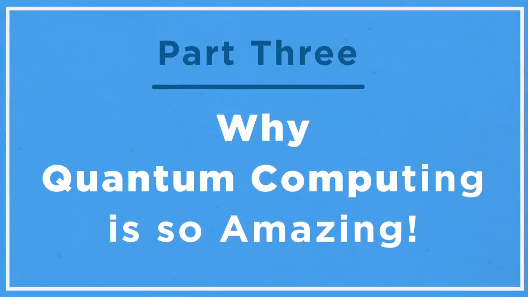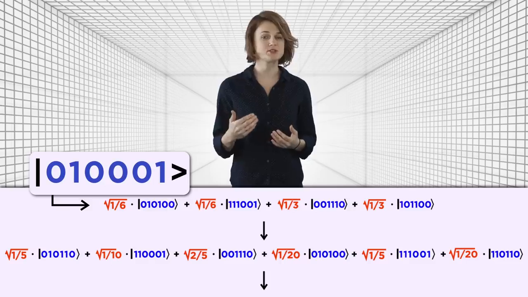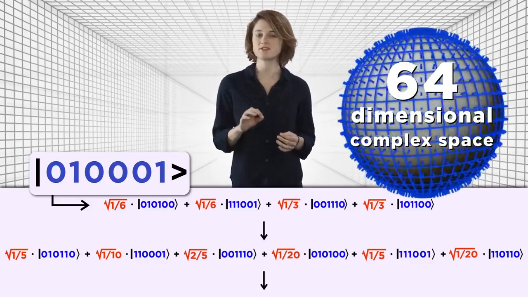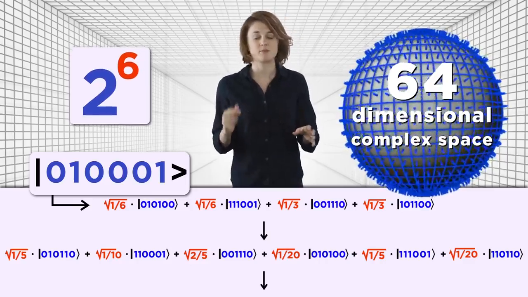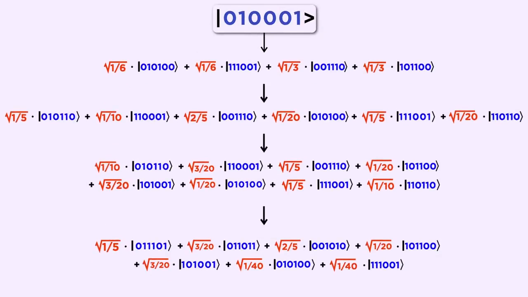Okay, aside over. But what's the value of all this quantum computing? Part 3, why quantum computing is so amazing. To answer that, let's look at this 6-qubit quantum computation. It's computing using a sphere in 64-dimensional complex space, because 2 to the 6 is 64, which sounds complicated. But here's the important part. It only took 4 steps to find this state.